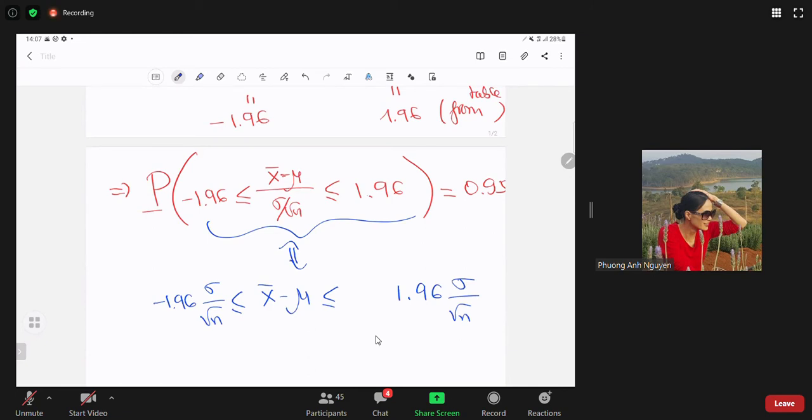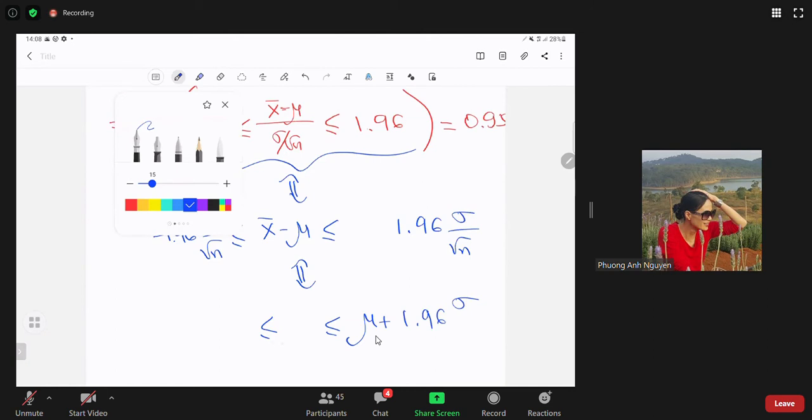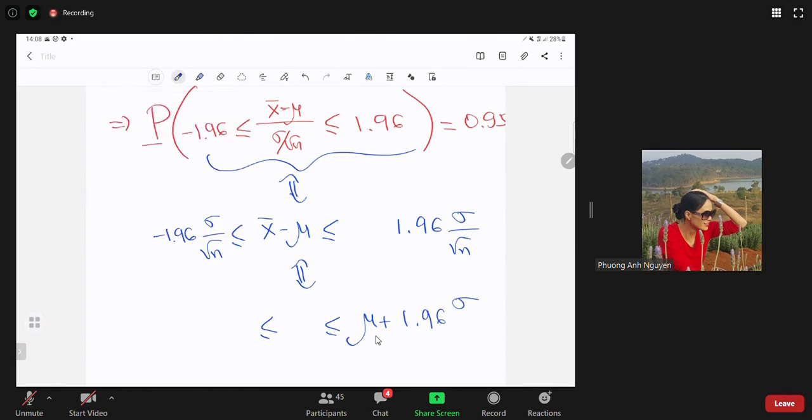And then I move mu to the left hand side and right hand side. What I want to get is mu. Okay, what I want is mu, so if we move to the side.